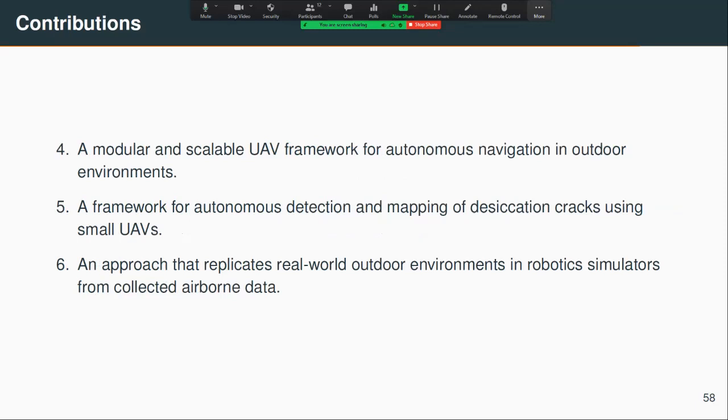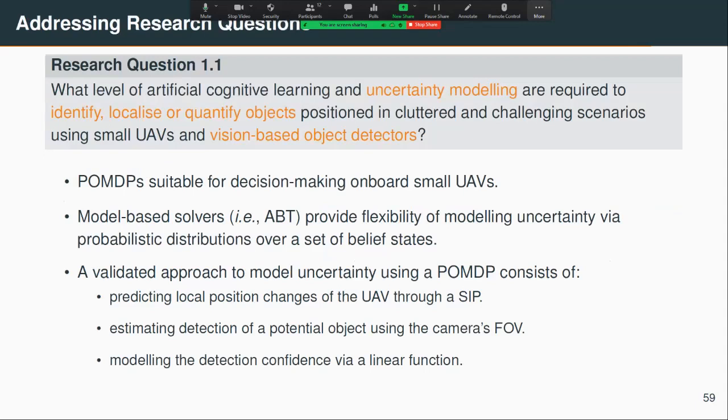I developed a modular and scalable UAV framework for autonomous navigation in outdoor environments, illustrated with a set of payloads for search and rescue. And also I developed a framework for autonomous detection and mapping of desiccation cracks using small UAVs. Lastly, I developed an approach to replicate real world outdoor environments in robotic simulators from collected airborne data.